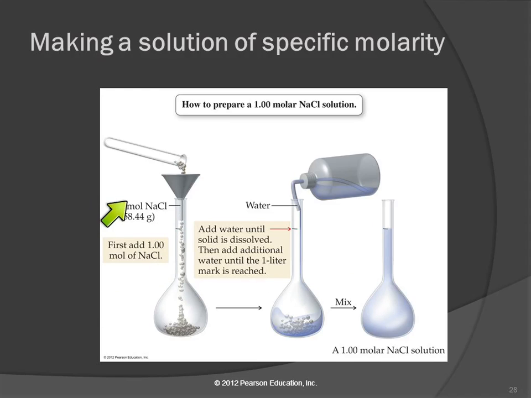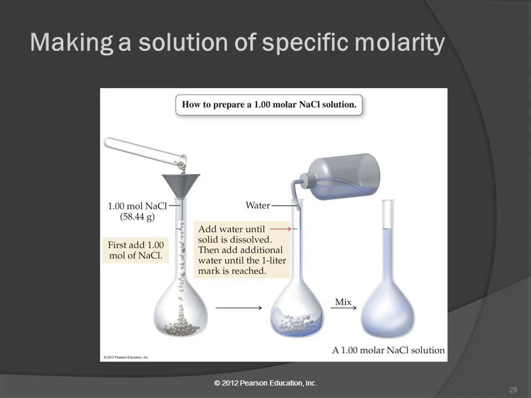So we would measure out 1 mole of sodium chloride, which is 58.44 grams, and we would add that to the flask. And then we would add water to mix it. We need to dissolve it all first, and then we add water right up to the mark. And now we know the volume of the solution is 1 liter. You don't take a liter of water and put salt in it.